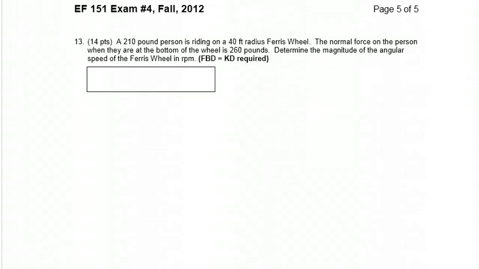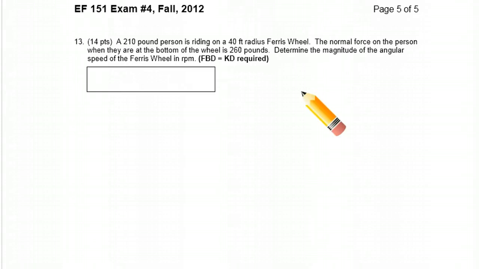Okay, for number 13 we have a Ferris wheel problem: a 200-pound person, a 40-foot radius wheel, and a normal force on the person as they're at the bottom of the wheel. Determine the magnitude of the angular speed of the Ferris wheel in RPMs. And we do need a free body diagram and kinetic diagram.